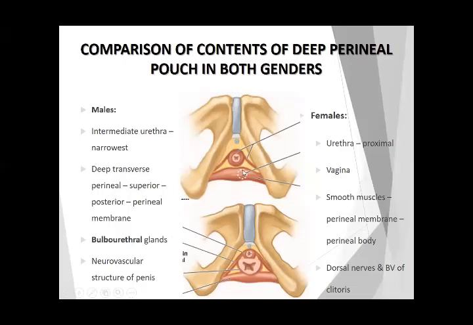Males may we have the bulbourethral glands. Females may there is no such structure as the bulbourethral glands. And then of course, यहाँ पे you have males may neurovascular structure, the dorsal vein of the penis and clitoris, blood vessels, nerves, and यहाँ पे sorry, clitoris के होंगे.